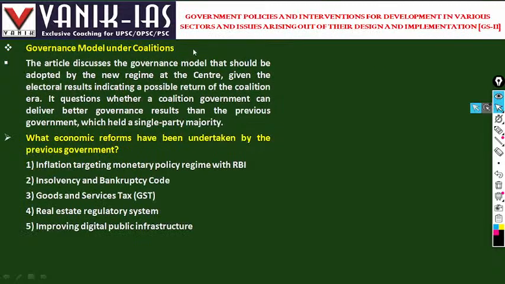Governance model for a coalition is the next topic, because right now a coalition government will come to power. So what should be the model of the coalition? It is the big topic of discussion, and how this is going to make the government stable or unstable is a $1 million question in India.